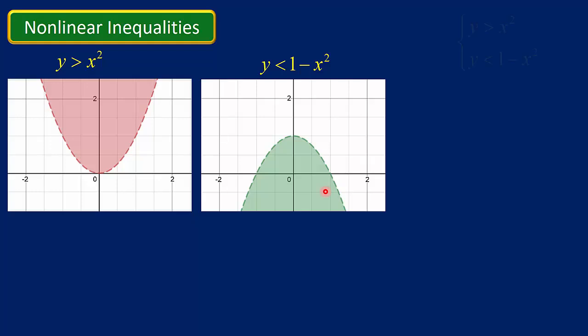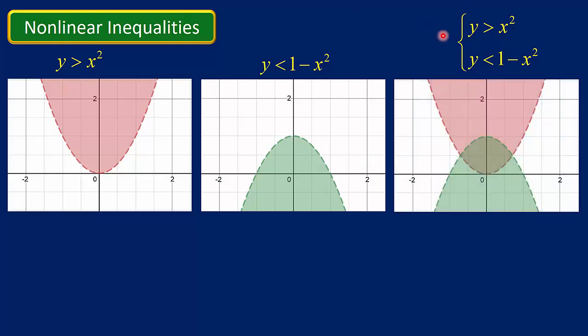Now, if we wanted to put those together as a system, we simultaneously want the shading above this curve, y greater than x squared, and simultaneously below this one, y less than 1 minus x squared. So this means we want below this curve and above this curve. Well, if we put those two together, this is the solution region right here. Above this curve, below this curve, where they intersect is this part right in here. Okay? That's where they intersect.